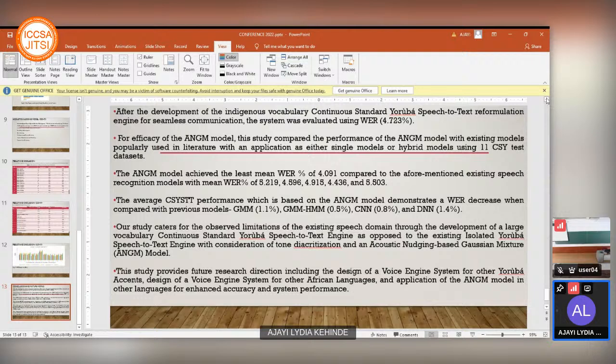We have 1.1%, 0.5%, 0.8%, and 1.4%. Also, our study was able to cater for the observed limitation of the existing speech domain, through the development of a large vocabulary continuous standard Yoruba speech to text system, as opposed to existing isolated Yoruba speech to text systems, with consideration for tone diacritization to increase accuracy, and then our acoustic nudging based decision mixture model. So this study is going to provide future research direction, which is going to include the design of a voice engine system for Yoruba accents, design of a voice engine for other African languages, and the application of the ANGM model to various existing applications for enhanced accuracy and system performance.